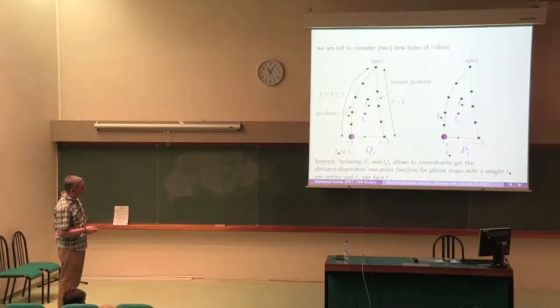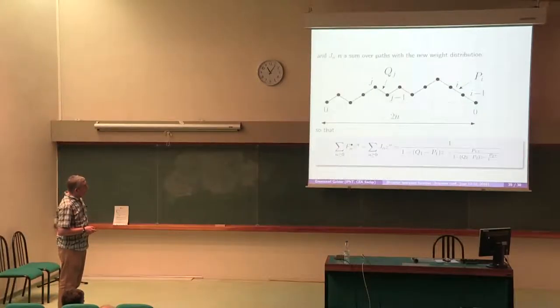So I have two generating functions, and if I know these generating functions, actually, and that's the work by Emmanuel Guitter, I can get the two generating functions for planar maps with the weight T black per vertex and T white per face. So, if now you look at what your slice decomposition tells you, what it tells you is that Jn is actually the sum of paths of length 2n with weights assigned to descending steps. But now the rule is that you must put weight Qj if the descending step follows an ascending step, and if it follows a descending step, you should weight it by p, okay?